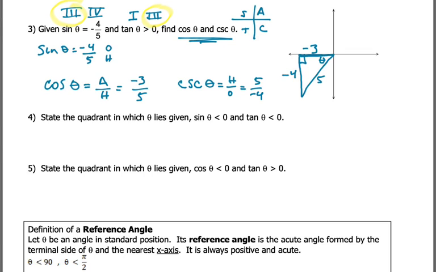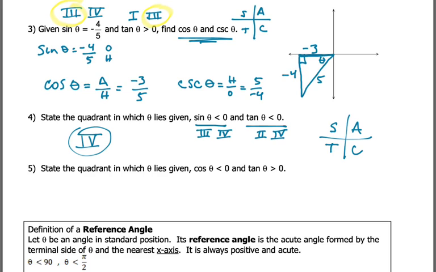Number 4 is saying to state the quadrant in which theta lies where sine of theta is less than 0 and tangent of theta is less than 0. So again, all of them are positive in quadrant 1. Sine is positive in 2, tangent's positive in 3, and cosine's positive in 4. So sine is negative in quadrants 3 and 4, and tangent's negative in quadrants 2 and 4. And what they have in common is quadrant 4. So that's my answer.